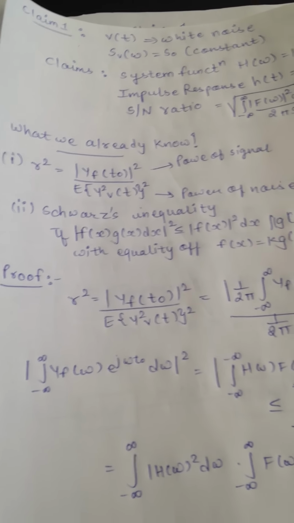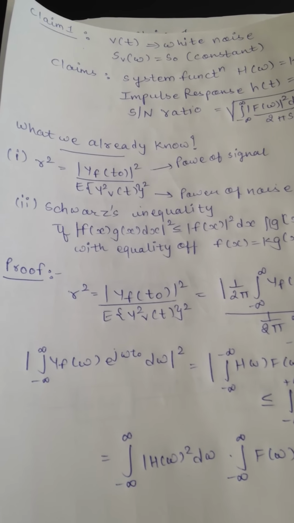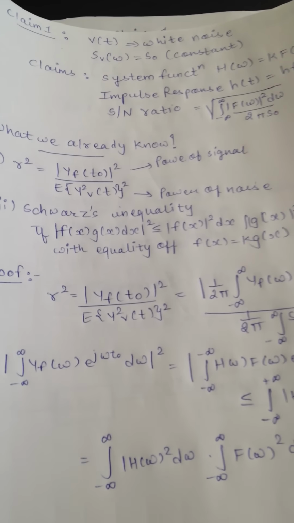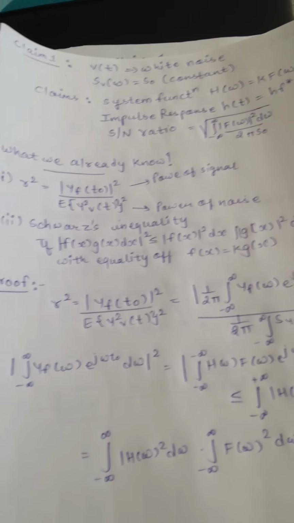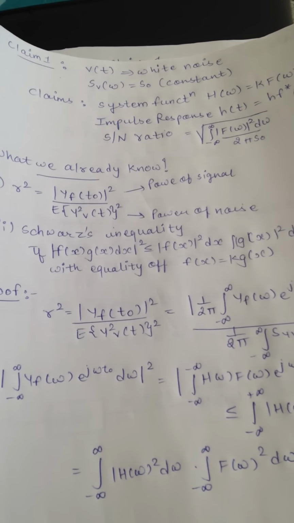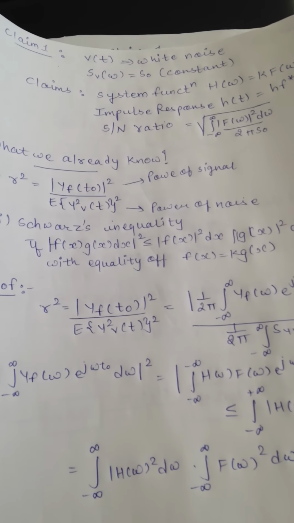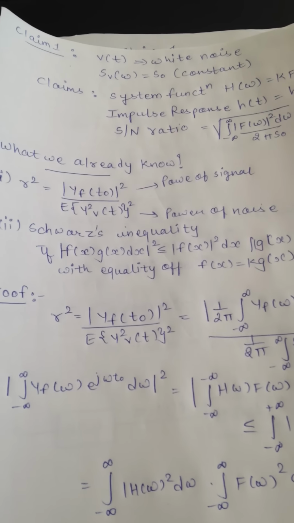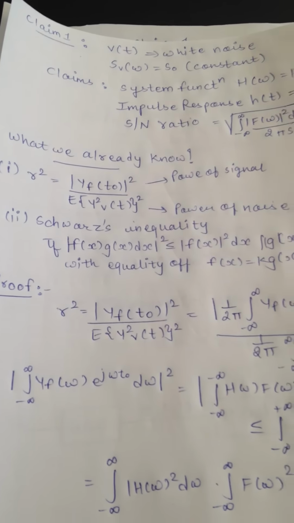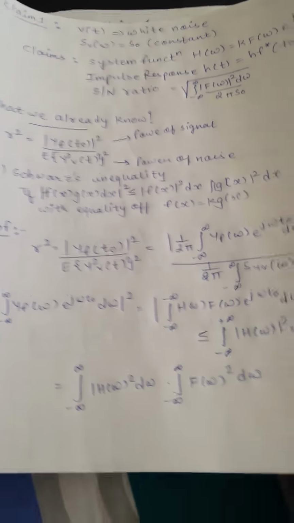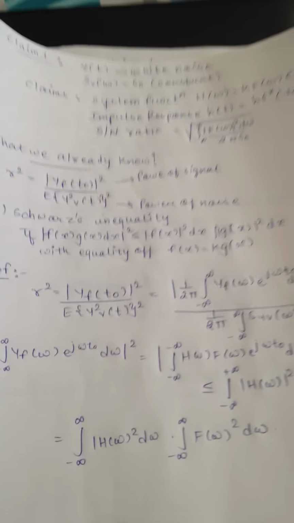Power of signal upon power of noise is the signal to noise ratio. We also know the Schwarz inequality, which says that the modulus of the integral of f(x) g(x) dx, whole square, is less than or equal to the integral of f(x) whole square dx times the integral of g(x) whole square dx. Now let's move on to the proofs of the given claim.